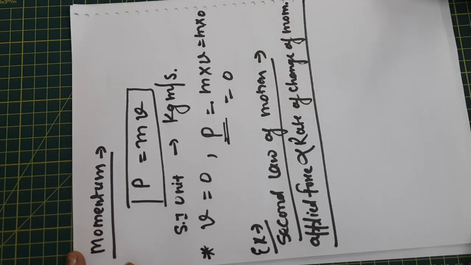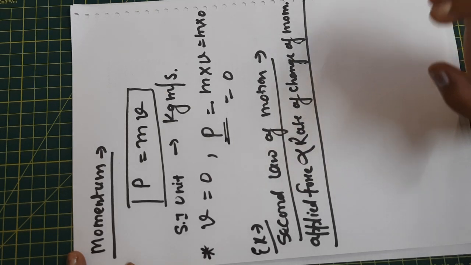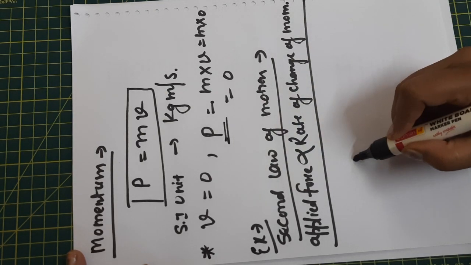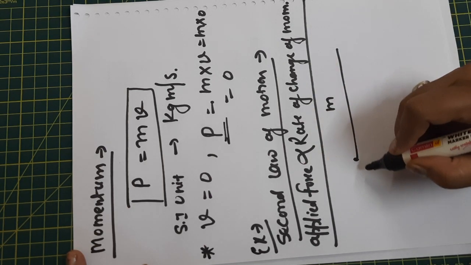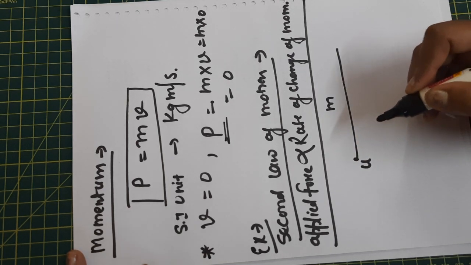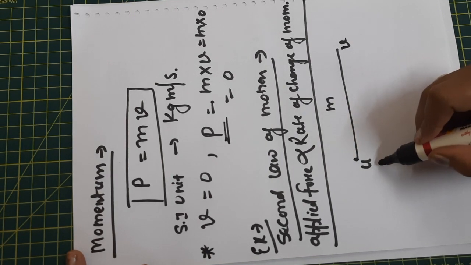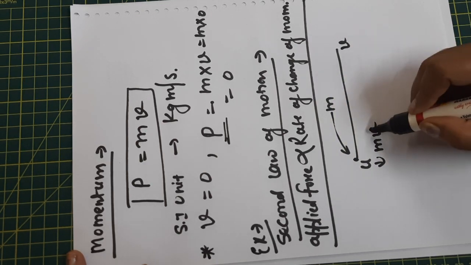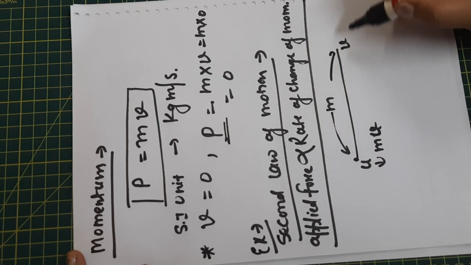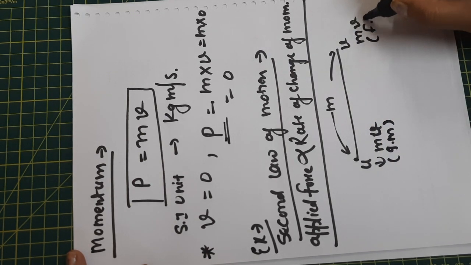Change in momentum means the object should have some initial momentum and some final momentum. So suppose we have an object of mass m and it started its journey with some initial velocity u, and after some time it attains the final velocity v. At the initial position, what will be the momentum of the object? The product of the mass and the velocity, that is m into u. And what is the final momentum of the object? The product of the mass and the velocity, that is m into v. That is the initial momentum and this is the final momentum.